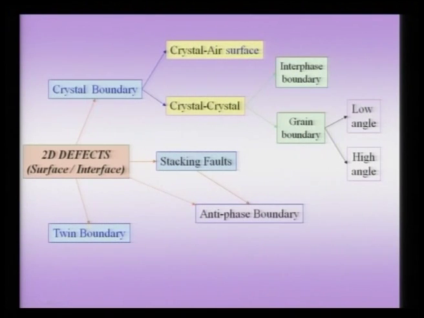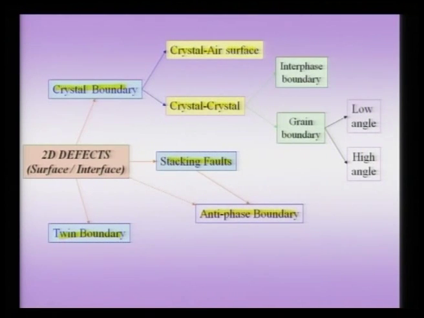Let us start with a broad overview of the possible two-dimensional defects and perhaps more than one way of classifying the same. So, if you are looking at two-dimensional defects, you can have a crystal boundary, and this crystal boundary can be a crystal-air or a crystal-vacuum interface, which we call a surface, or it can be a crystal-crystal kind of an interface. Apart from this, there are stacking faults, which are two-dimensional defects, and there are twin boundaries. And a special kind of stacking fault is also called an antiphase boundary, and we will consider that at a later point during these lectures.